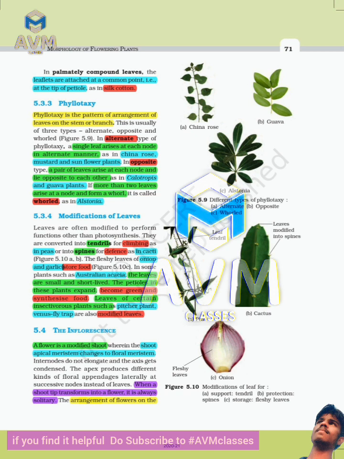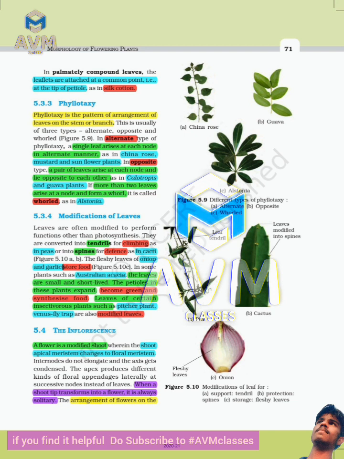5.3.4 Modifications of leaves. Leaves are often modified to perform functions other than photosynthesis. They are converted into tendrils for climbing, as in peas, or into spines for defence, as in cacti. The fleshy leaves of onion and garlic store food. In some plants such as Australian acacia, the leaves are small and short-lived. The petioles in this plant expand, become green and synthesize food. Leaves of certain insectivorous plants such as pitcher plant, Venus flytrap are also modified leaves.